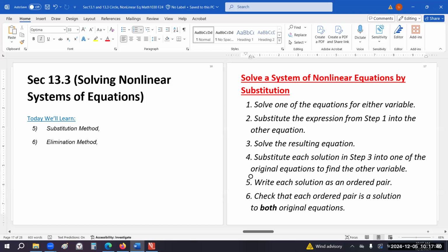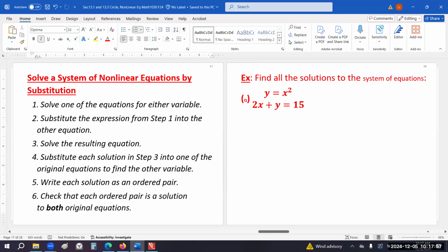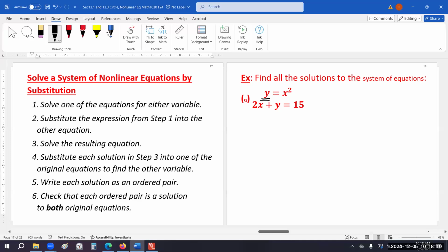In the substitution method, we substitute one variable with the equation for that variable in the other equation. So let's do one example by following the steps. It says solve one of the equations for either variable. In our case, one of the variables is already solved. We have y alone on one side. So y is the same as x squared. We are going to substitute this y with the x squared here. That's why this method is called substitution, because you substitute one variable with the equation for the other variable.